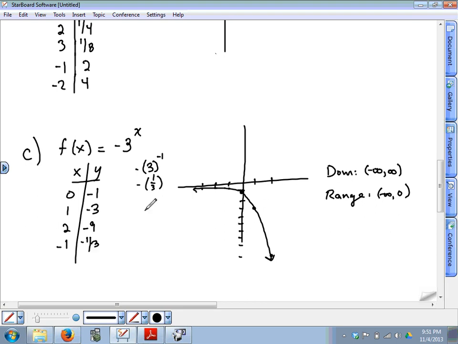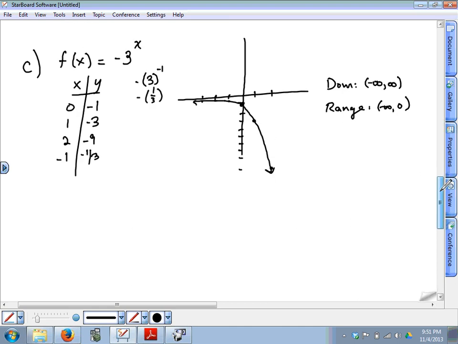Now this method of graphing exponential functions by plotting points, it works. It takes a little bit of time. You got to plot a few points. It's meant to be done a little bit differently. Here's a little bit shorter way of doing this. Example 2.